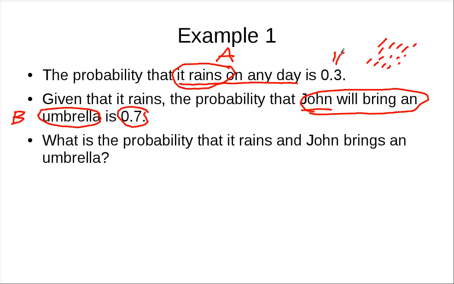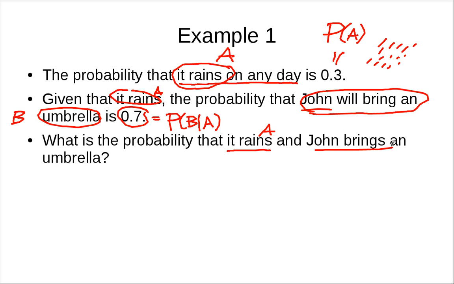So what is 0.3? That's the probability that event A occurs. But what is this 0.7? Given that it rains, which is A, this is the probability that John brings an umbrella given that it rains. So this is B given A. We want to compute the probability that it rains, A, and John brings an umbrella, B. So you want to compute P of AB.